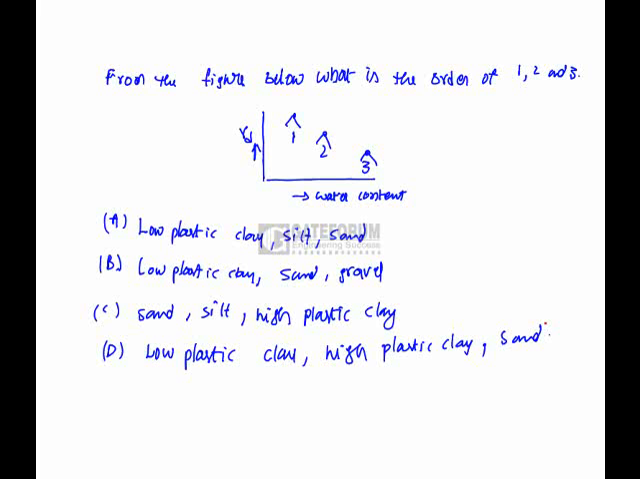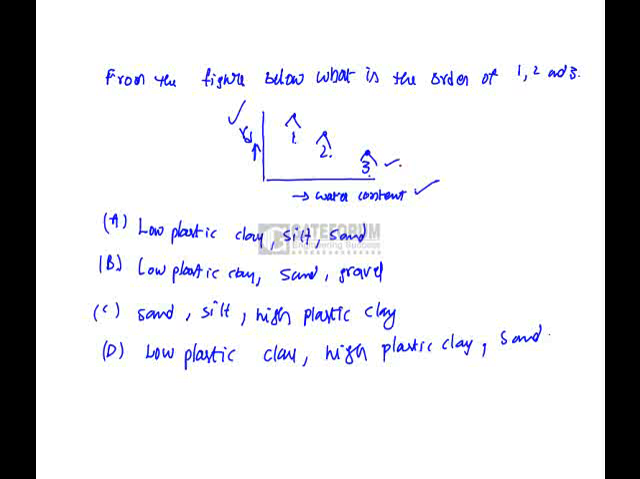From the figure given below, what is the order of 1, 2 and 3? The figure shows water content and gamma D graph, and 1, 2, 3 are given. At higher moisture content, the dry density is going to be very low for the soils which are having higher fine values. Higher fine values means high plastic clay or clay, the finer particles that are increasing in this order.